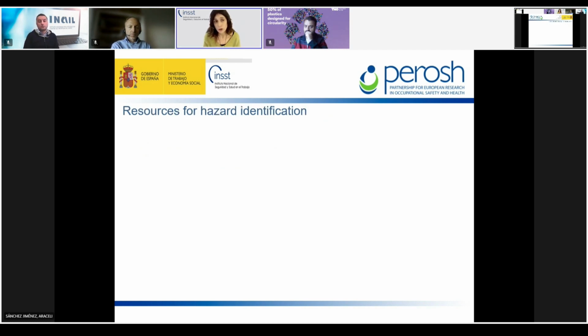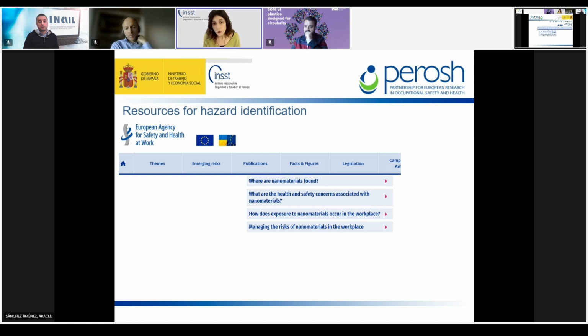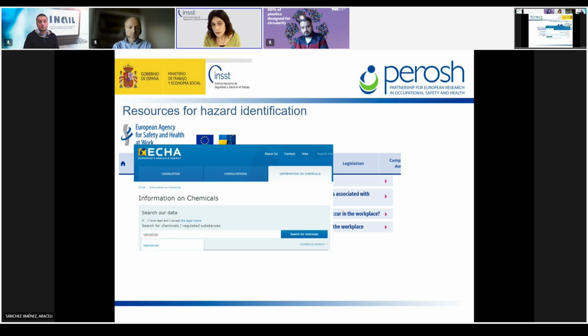So in regard to the resources for hazard identification, EU-OSHA is a good source to identify exposure scenarios and also risk management measures. But for more specific information on the hazard, the search function in ECHA has links to the REACH dossiers if the substance is registered, and the REACH dossiers have a lot of information on the toxicity, environmental toxicity too, and the physicochemical characteristics. All this data is needed for these control banding tools.